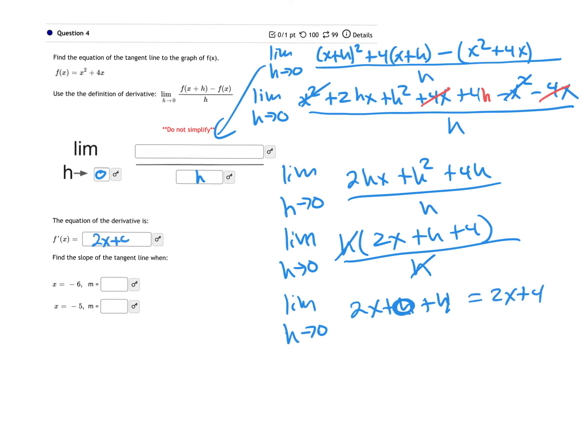So 2x plus 4. So if I put a negative 6 in for x, 2 times negative 6 plus 4 is negative 8, and 2 times negative 5 plus 4 is negative 6. So those are my answers there.